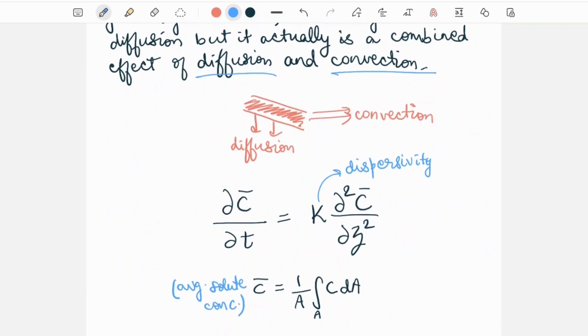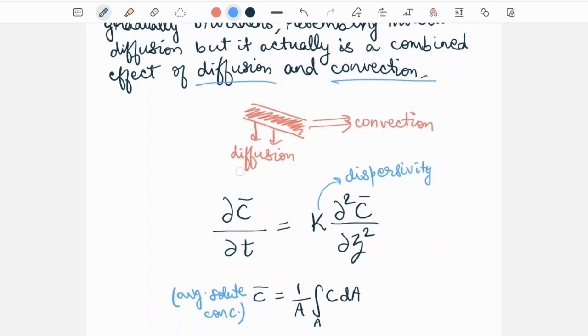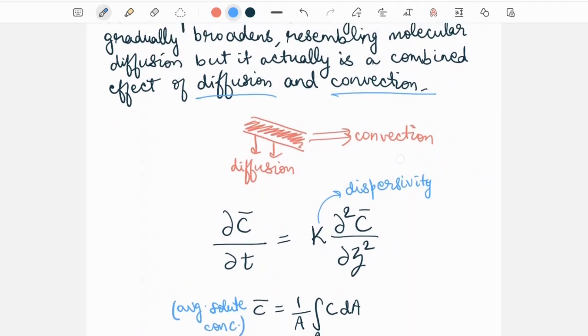So the diffusion causes it to move along the width, which is what is happening here. And this is the convection which moves it along the tube. So actually this also involves some amount of convection, and this also involves some amount of diffusion. So it's a very complex combination of both.